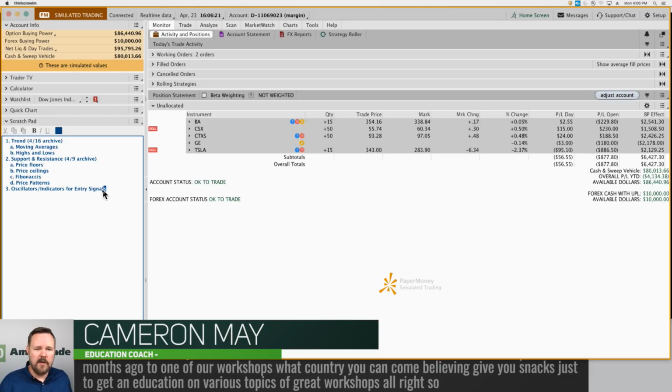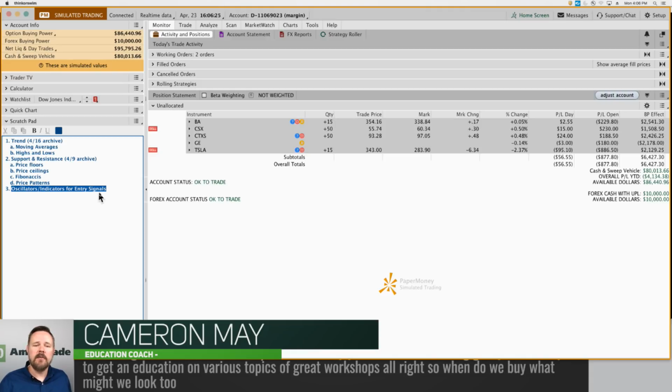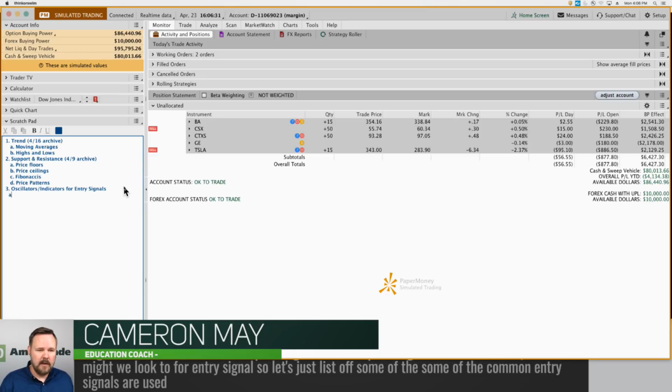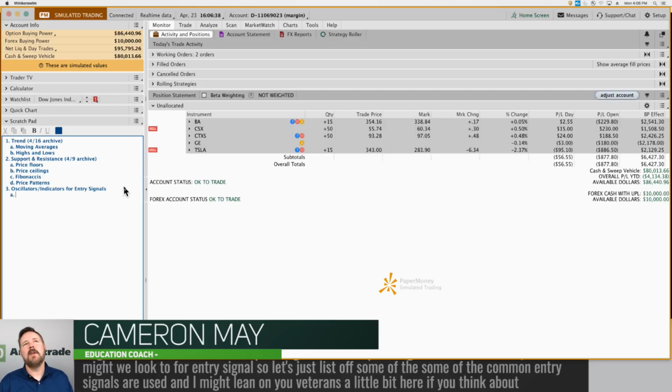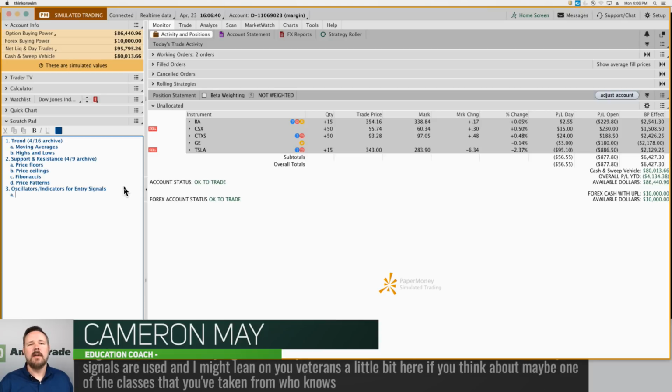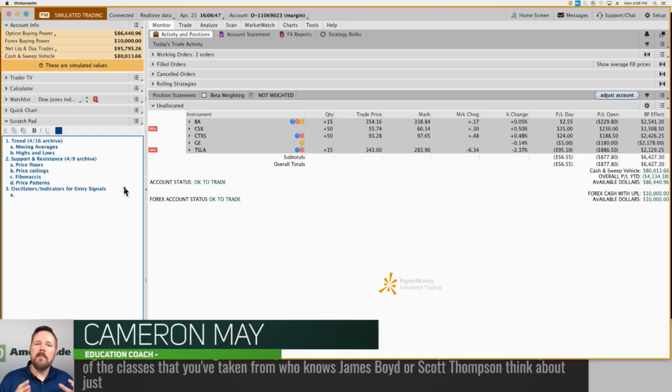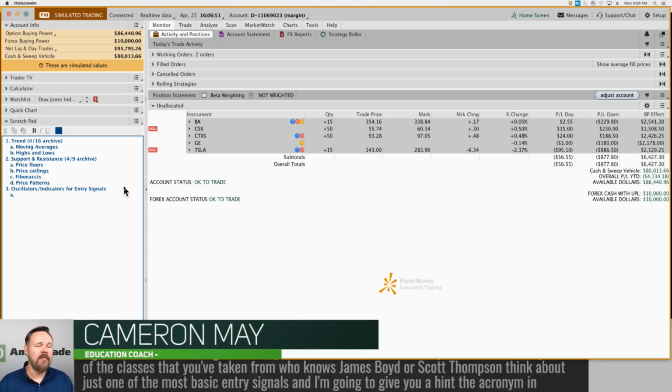So when do we buy? What might we look to for entry signals? So let's just list off some of the common entry signals that are used. And I might lean on you veterans a little bit here. If you think about maybe one of the classes that you've taken from, who knows, James Boyd or Scott Thompson, think about just one of the most basic entry signals, and I'm going to give you a hint. There's an acronym involved.